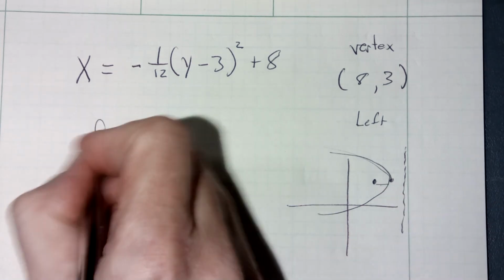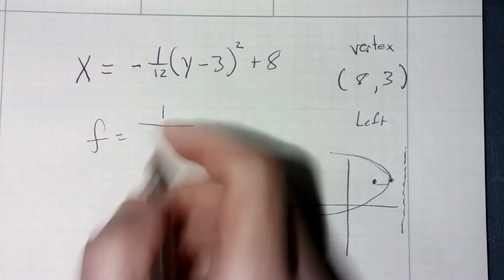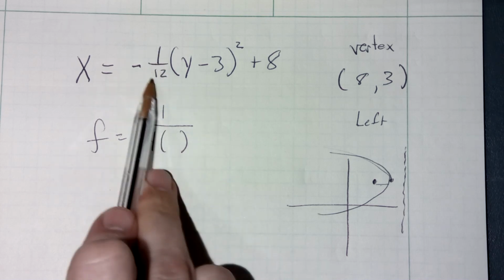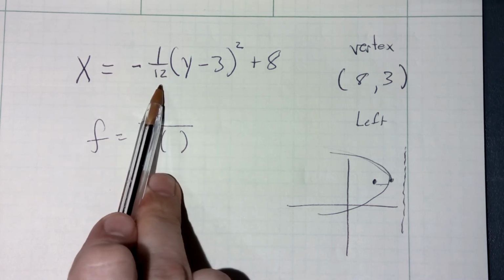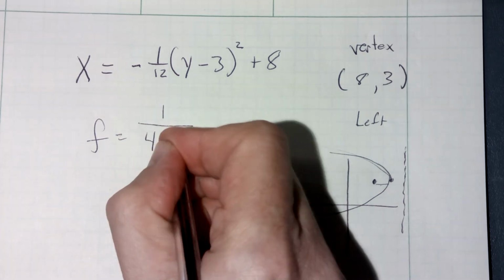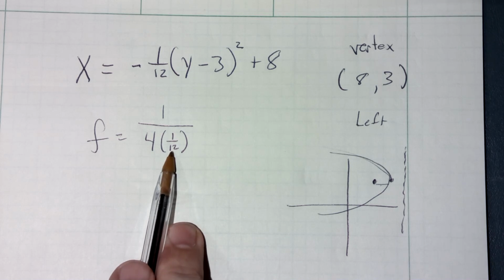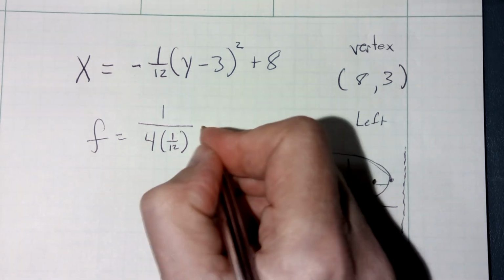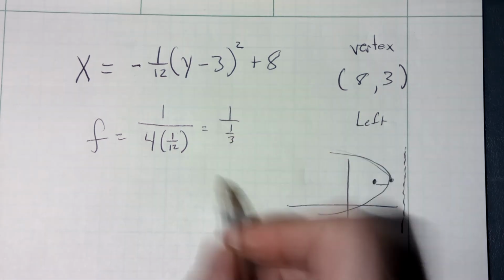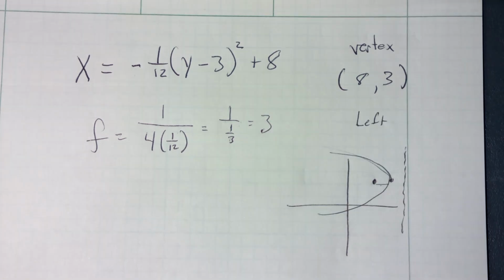Now I need to find that focal length. Remember, the focal length is equal to 1 divided by 4 times the absolute value of this number. Now again, a lot of times this stretch is a small fraction, and you need to be able to do your fractions. Now I'm doing positive 1/12 because we take its absolute value. What's 4 times 1/12? Well, that's going to be 1/3. And then what's 1 divided by 1/3? That's 3. So my focal length is 3.